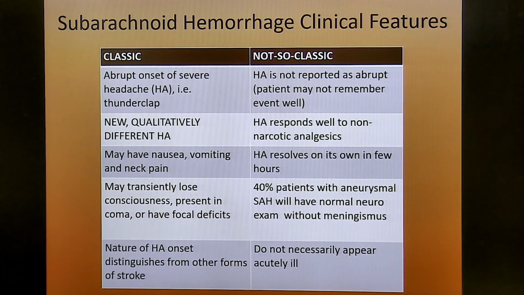Patients with subarachnoid hemorrhage have both classic and not so classic features upon presentation. The most common classic stereotypical presentation is that of a severe new onset headache, often described as the worst headache of one's life.